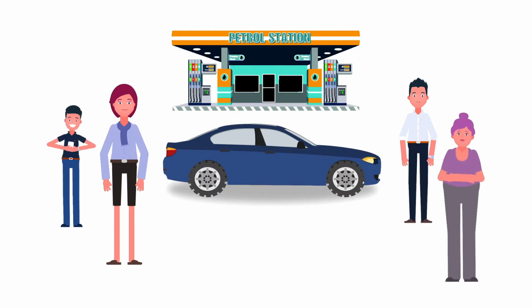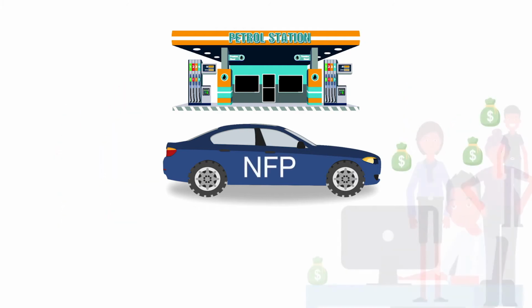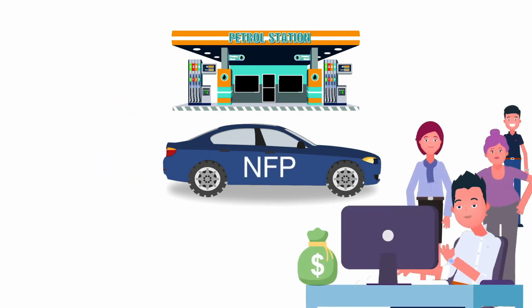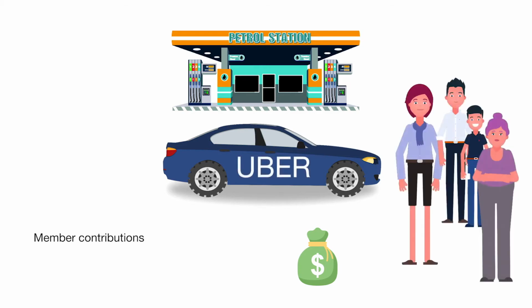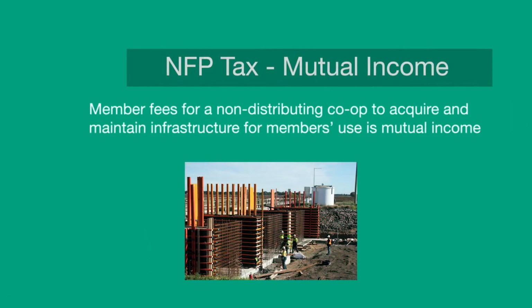Let's say this group forms a not-for-profit, a separate entity to fairly manage a fund for the car, petrol and maintenance. The money paid in is not assessable because it is mutual. It is not from the sale of goods or services, but from member contributions. But if the members offered the car as an Uber to make extra money, that would not be mutual income. It would be taxable.